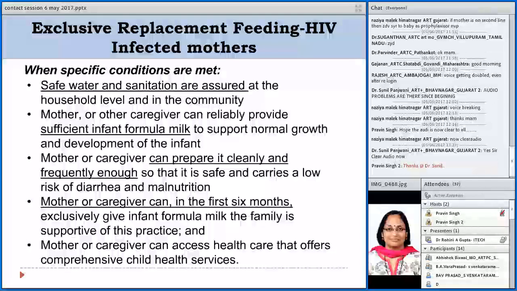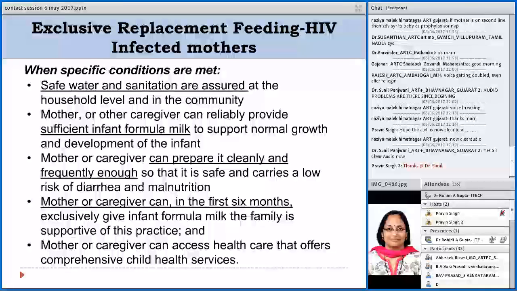Exclusive replacement feeding is given if these 6 criteria are met, and it should be given only to those parents who are very resistant to counseling and very persistent in their answer, and say that no, we do not want to give breast milk, or because of some medical conditions the mother can't breastfeed.